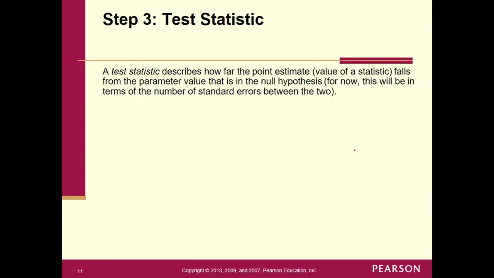All right, so a test statistic describes how far the point estimate, so remember what a point estimate is, that's the value of the statistic, falls from the parameter value of the null hypothesis. All a test stat is, is it tells us how far away our statistic is from the value of the null. That's it. For now, this will be in terms of the number of standard errors between the two.